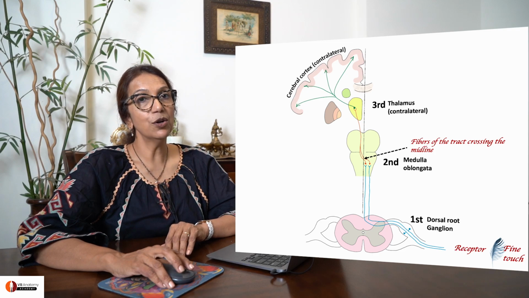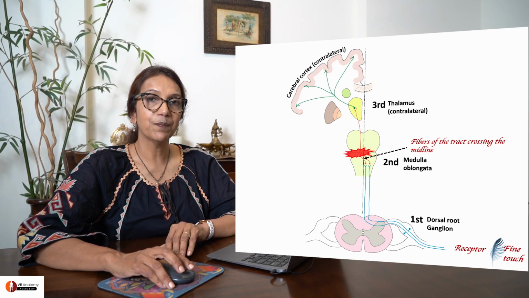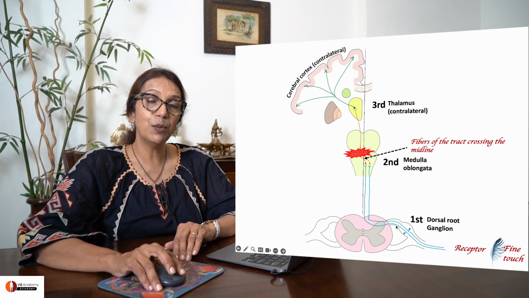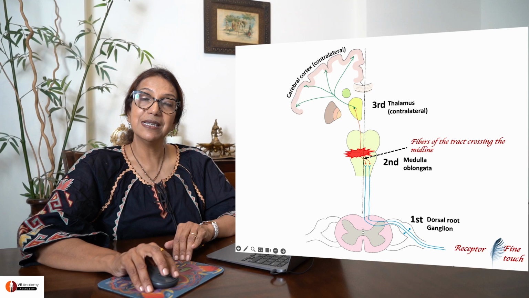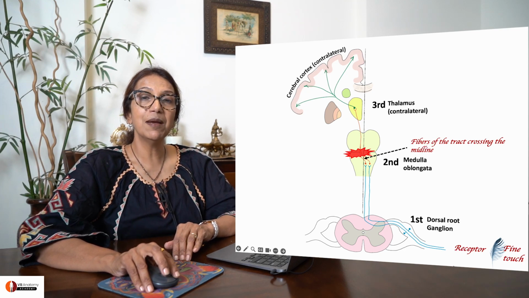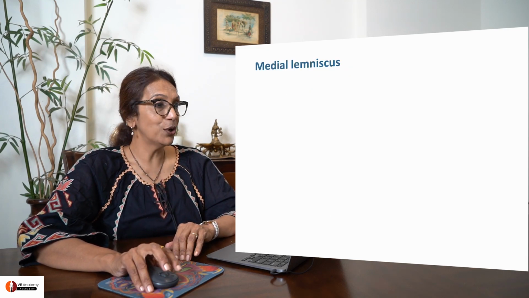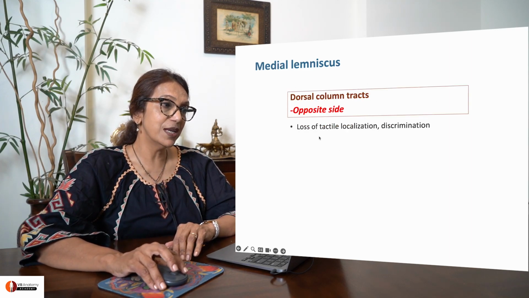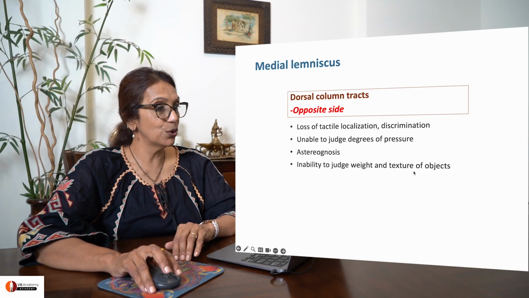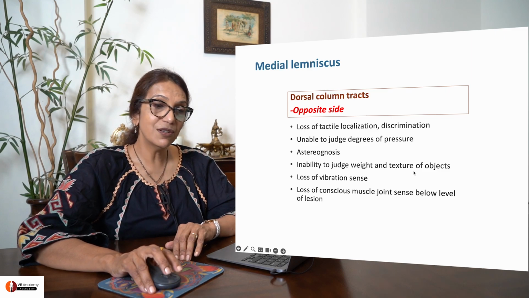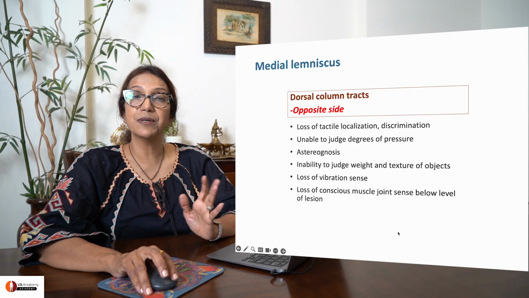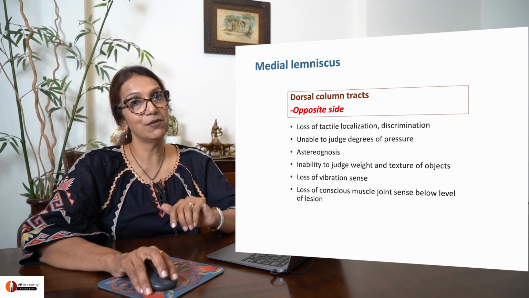This is where fibers are crossing. If the lesion is here, then the patient will feel loss of sensation on the same side or on the opposite side? Obviously on the opposite side. So what you're seeing is hemianesthesia on the opposite half of the body. With a medial lemniscus lesion, you will see the opposite side of the body losing tactile localization, unable to judge degree of pressure, astereognosis, inability to judge weight, loss of vibration sense, loss of conscious muscle joint sense, and so on. All this is seen on the opposite half of the body because the lesion is above the level of crossing.